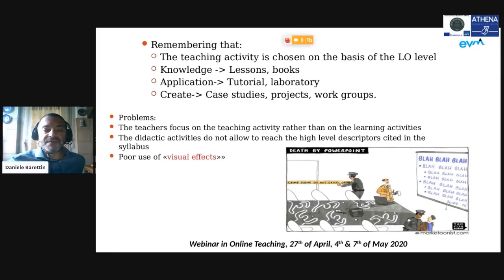I think everyone has experienced this in a normal conference. It could be a speaker who is talking about a very interesting argument, but presents slides which are basically full of text and questions, things like that, without a visual effect. And this is the death of the audience, of course. And you have to think about this when you are teaching online.